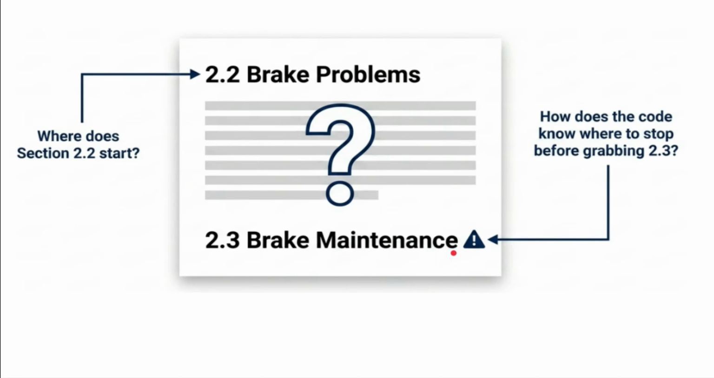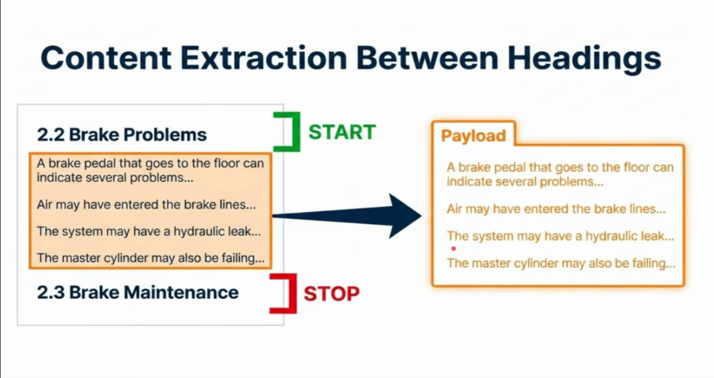Suppose our document looks like this. 2.2 brake problems, and then we have content, and then we have another heading 2.3 brake maintenance, and then again brake maintenance has some text. We know that 2.2 brake problems starts here, and then eventually we encounter 2.3 brake maintenance. So we can say, start extracting the content after 2.2 brake problems and stop when we reach the next heading at the appropriate level.